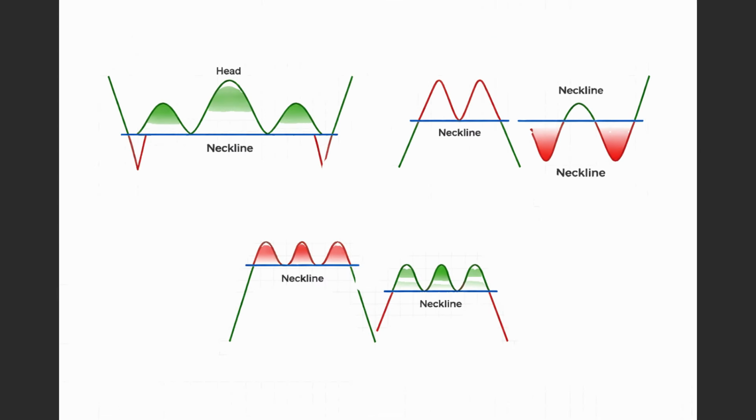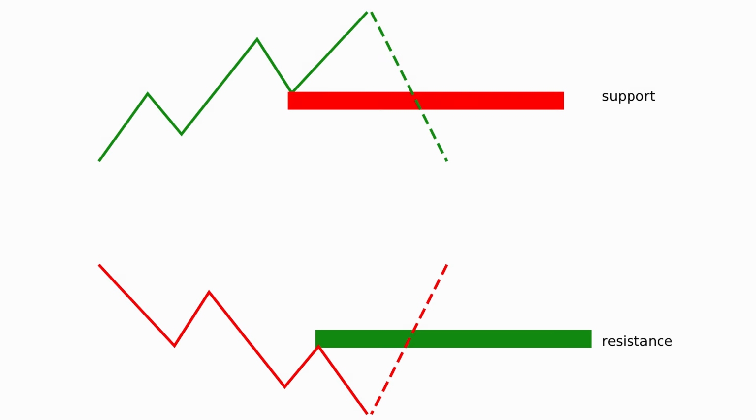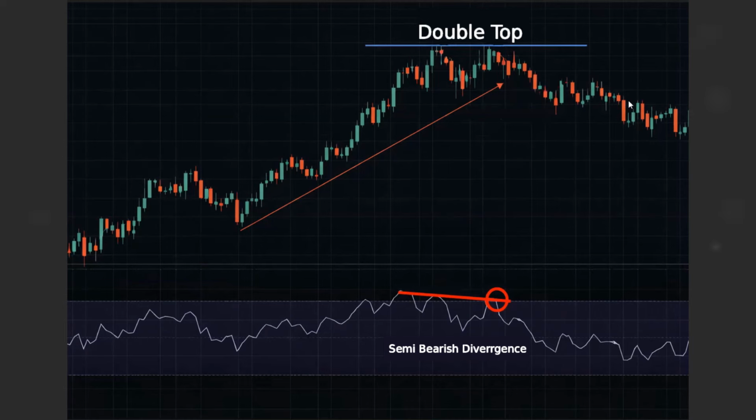Patterns like head and shoulders, double tops or bottoms, and triple tops or bottoms help confirm trend changes. Support and resistance levels are also critical. Breaking below support can end a bullish trend, and breaking above resistance can end a bearish trend. When RSI signals a potential reversal and price action confirms it, you have a much stronger clue that a reversal is possible. Now let's take a look at two real market examples to understand this better.